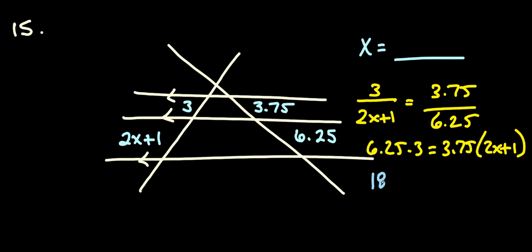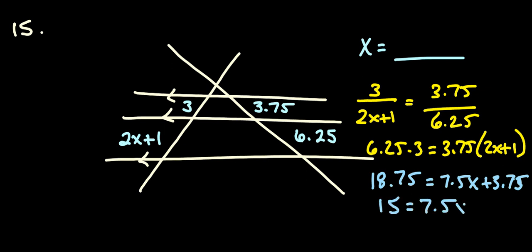So we end up with, over on the left here, 18.75, and then on the right side we're going to end up with 7.5x plus 3.75. So we'll subtract that 3.75, and we're going to end up with 15 equals 7.5x, divide by the 7.5, and we end up with x equal 2.